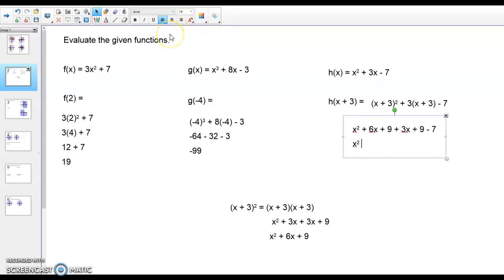Fix that. And then 9 plus 9 is 18. 18 minus 7 is 11. And there's my answer, x squared plus 9x plus 11. And notice down here, here is where I go through the binomial squared and how you write that out and FOIL it.